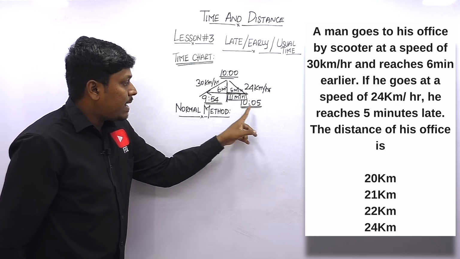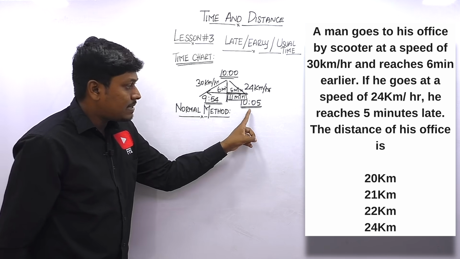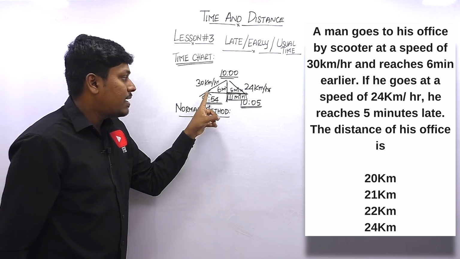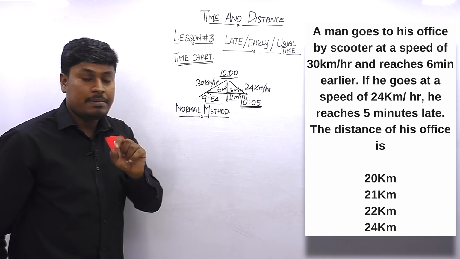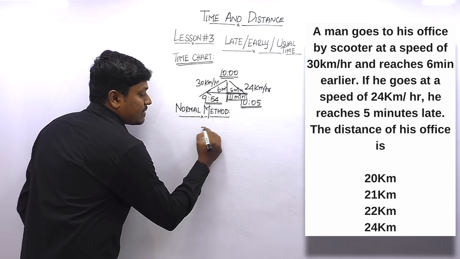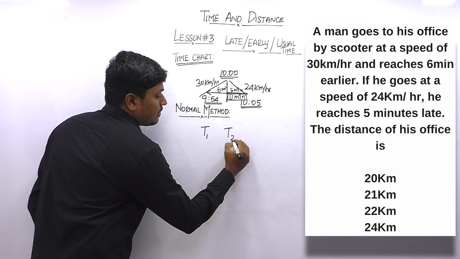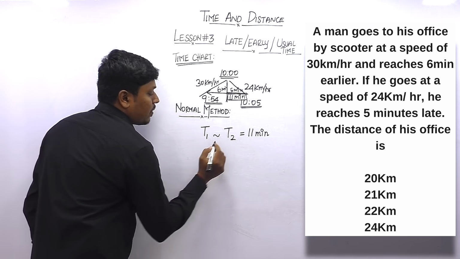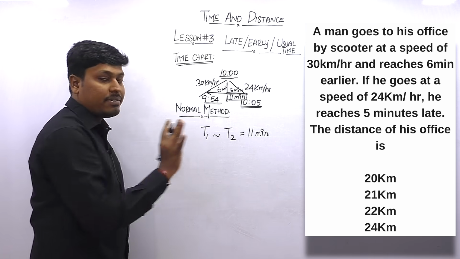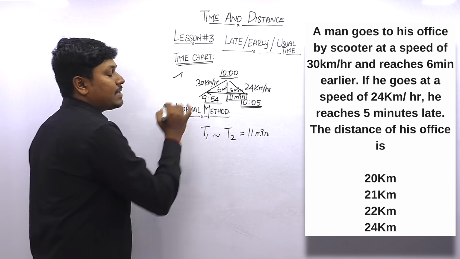So the total time difference between the first case and the second case: here we have 6 minutes and here 5 minutes. The total difference is 11 minutes. So we can say that the first time and the second time, the difference is 11 minutes. So we can say that time 1 and time 2 difference is 11 minutes. So this is what we call a time chart.